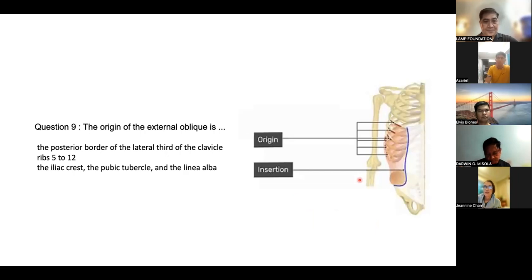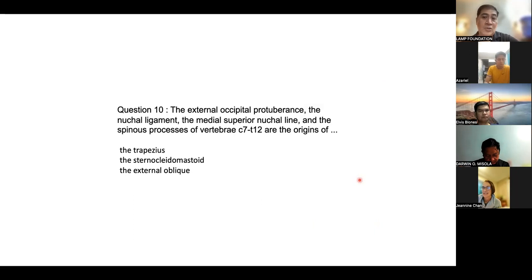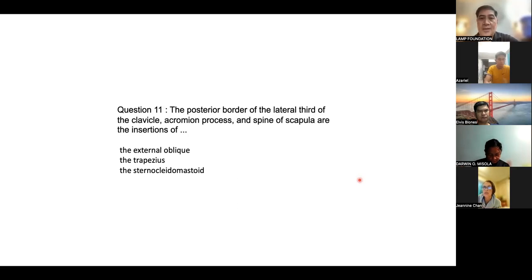Origin of the external oblique. The posterior, ribs 5 to 7. Okay, 5 to 12, sorry. Kitang-kita naman, no? 5 to 12. External occipital protuberance, the nuchal ligament, the medial superior nuchal line, and the spinous processes of vertebrae C7 to T12 are the origins of what? The trapezius. Okay. Posterior border of the lateral third of the clavicle, acromion process, and spine of scapula are the insertions of? The trapezius din ulit ako.